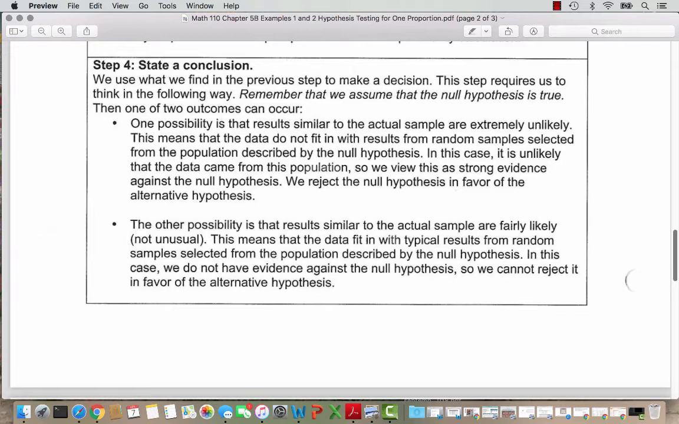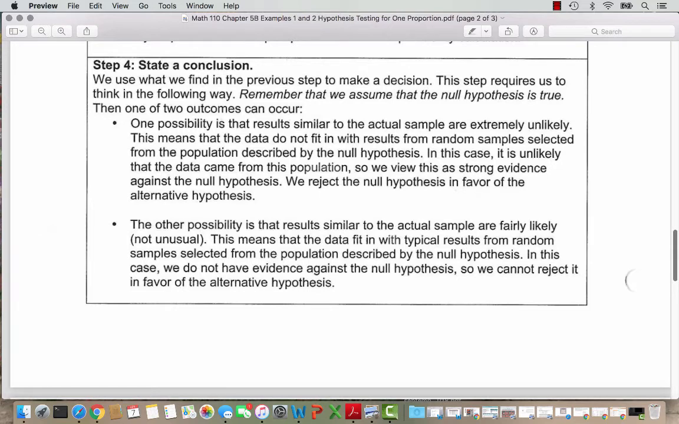So notice this language we use, rejecting the null hypothesis. It's our way of saying it's unlikely the null hypothesis is true with data like what we've observed. So we say we're rejecting it and we're going to choose in favor of the alternative hypothesis. Really similar to how a jury makes a decision in a court case.